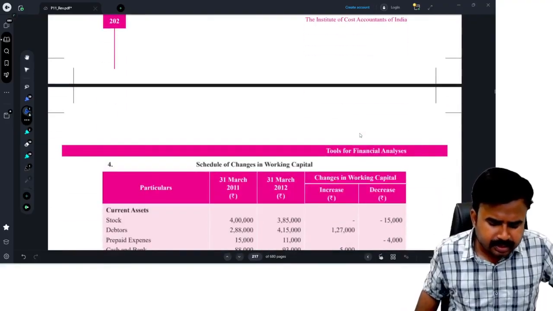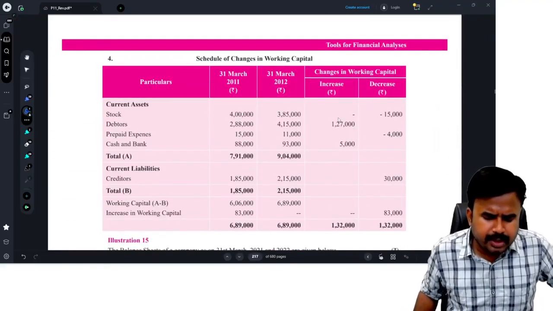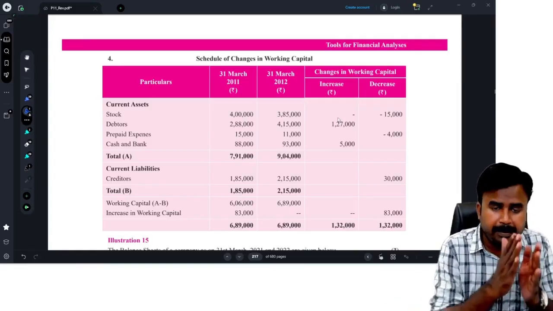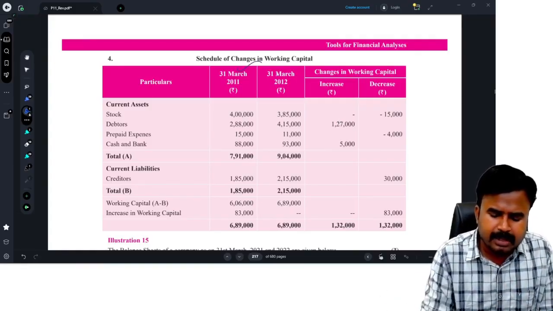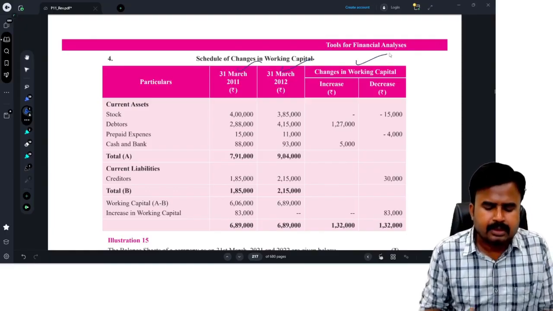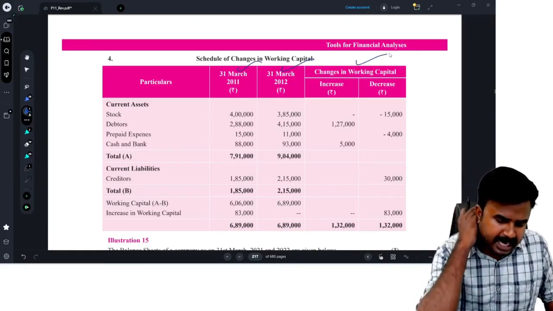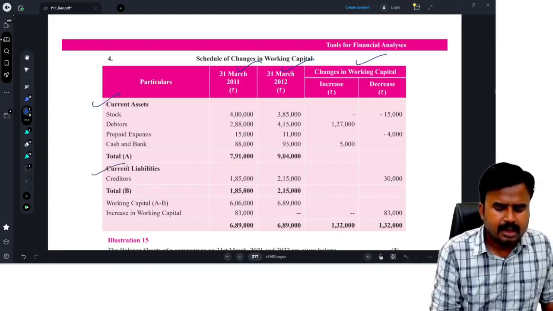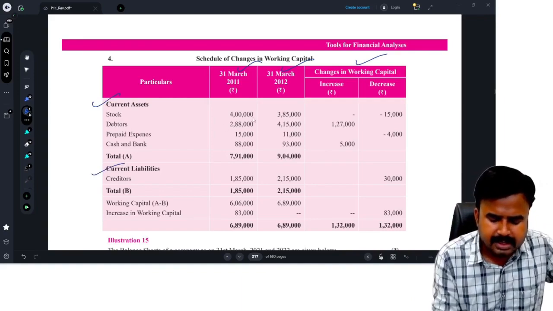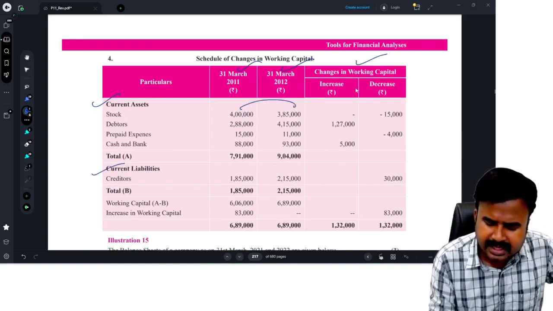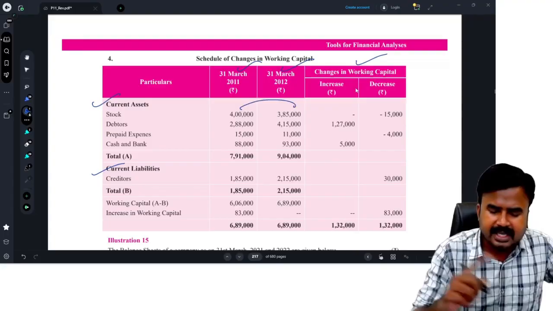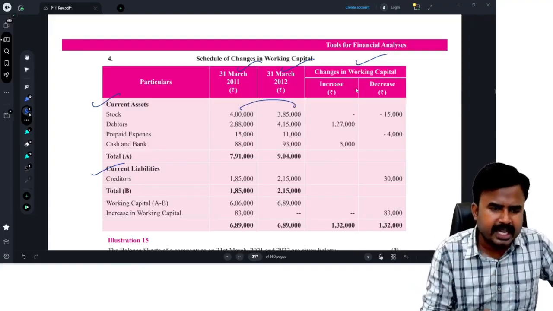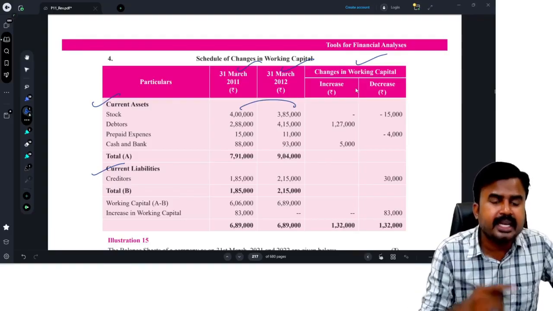Okay. And also they have asked you to prepare schedule of changes in working capital. The columns are the particulars, opening balance sheet, closing balance sheet, changes in working capital. Schedule of changes in working capital. This is not a cash flow statement. This is changes in working capital. Write the current assets and current liabilities. If your current asset is increasing, that's an increase in working capital. If your current asset is decreasing, that reduces working capital. If your current liability is increasing, that reduces working capital. If your current liability is decreasing, that increases working capital.